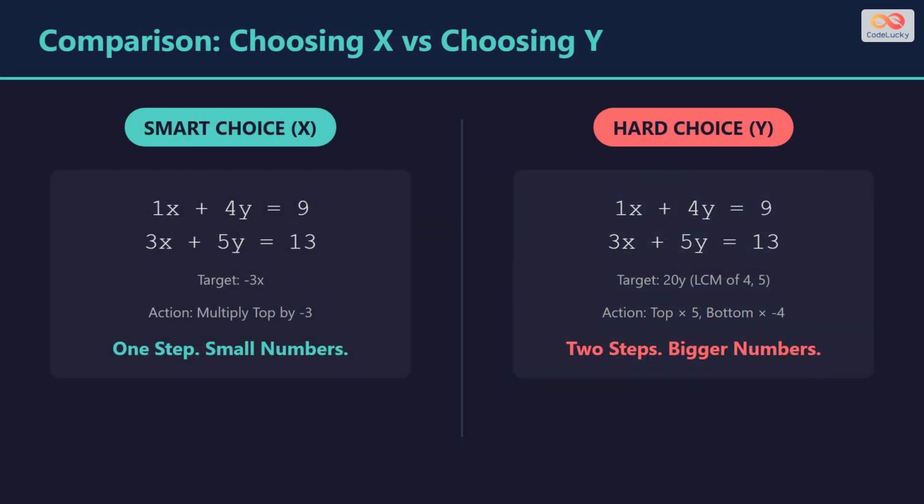Let's pause and see why that choice matters. If we chose to eliminate x, we multiply once and the numbers stay small. If we stubbornly chose to eliminate y, we would have to find the least common multiple of 4 and 5, which is 20. That means multiplying the top equation by 5 and the bottom by -4. Both ways work, but the second way gives you bigger numbers and more chances to make a mistake.